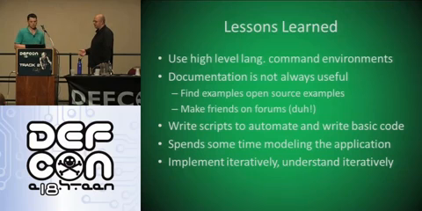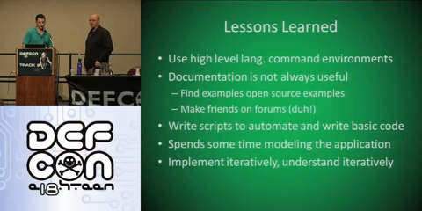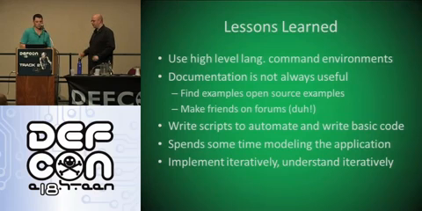Sometimes it can be, but make sure you find examples and source code and just ping people when things aren't working. Don't waste too much time believing that the documentation is right and that you're doing something wrong, because sometimes there's a gap. Write scripts to make things as automated as possible. Spend time thinking about what the model is and what you're really trying to do, and implement iteratively and understand iteratively. Don't try to build one big monolithic thing, solve little problems, then try to piece your code together.